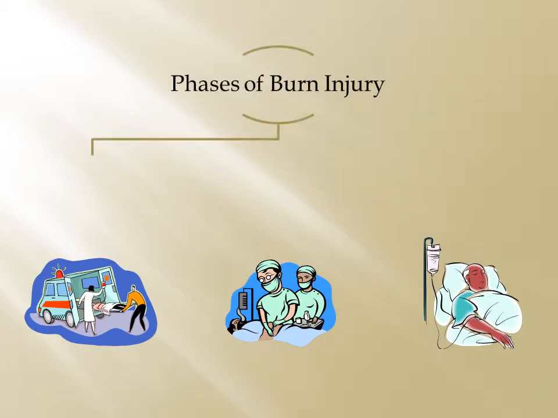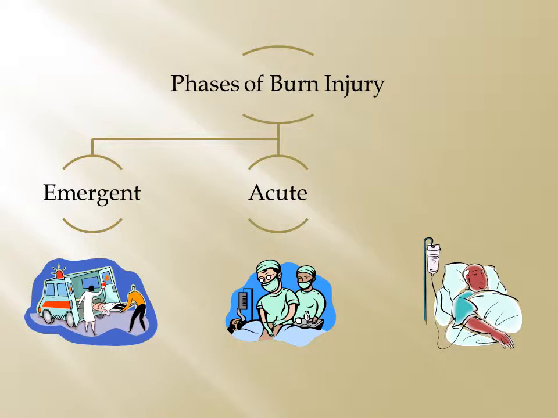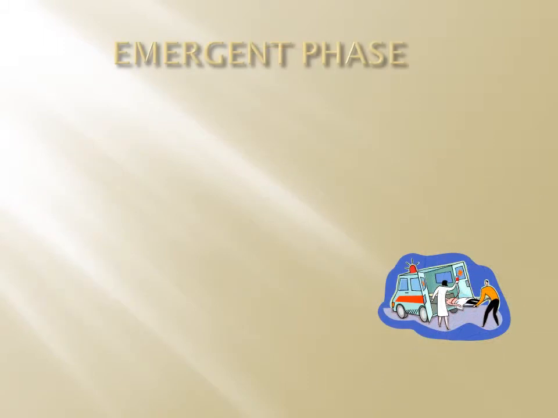The phases of burn injury include the emergent phase, the acute phase, and the rehabilitative phase. Let's discuss the emergent phase. The emergent phase is the onset of injury up to 48 hours.